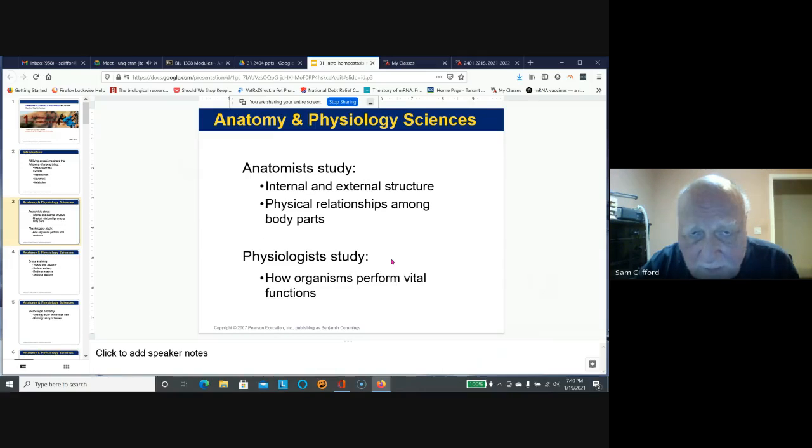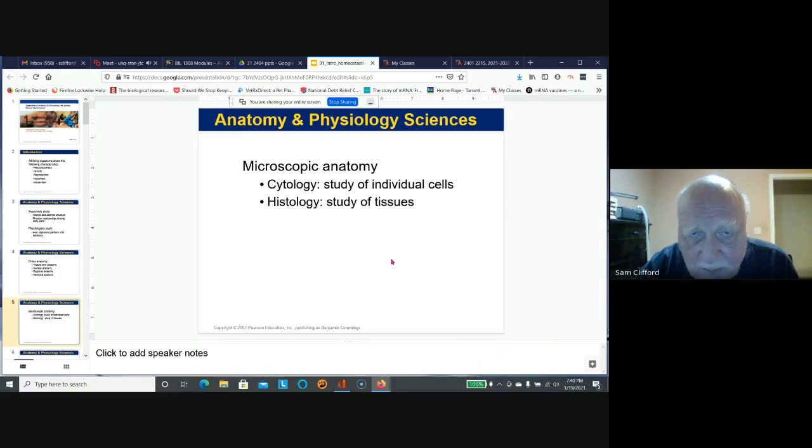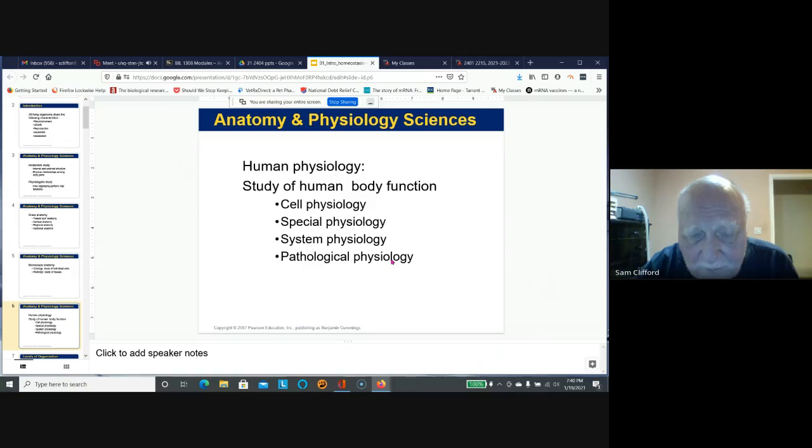So know the difference between an anatomist and a physiologist. Know what gross anatomy is. What's microscopic anatomy? Know what these terms mean.